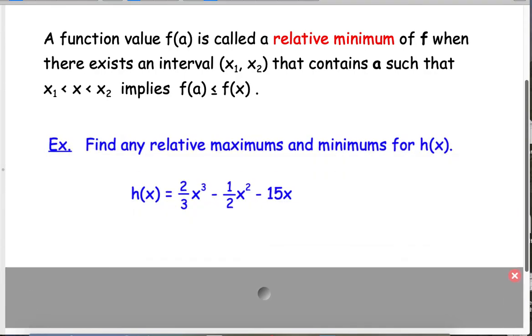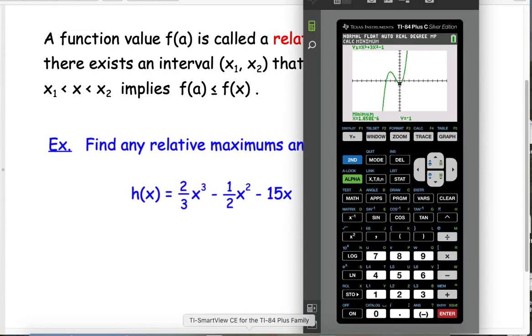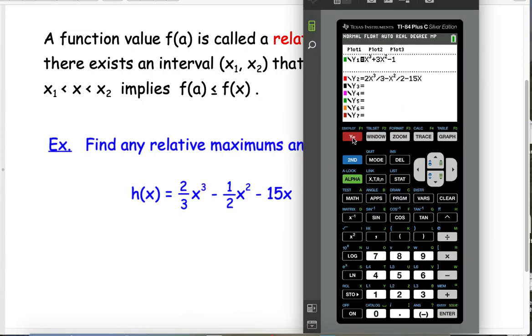Alright, so what if we actually have to find relative maxes and mins? Well, I've showed you on the calculator how to do that. So if you want, it might be a good idea to hit pause, and then you can try it on your own, see what you come up with, and then check it with the answer here. So let's go back to my calculator.